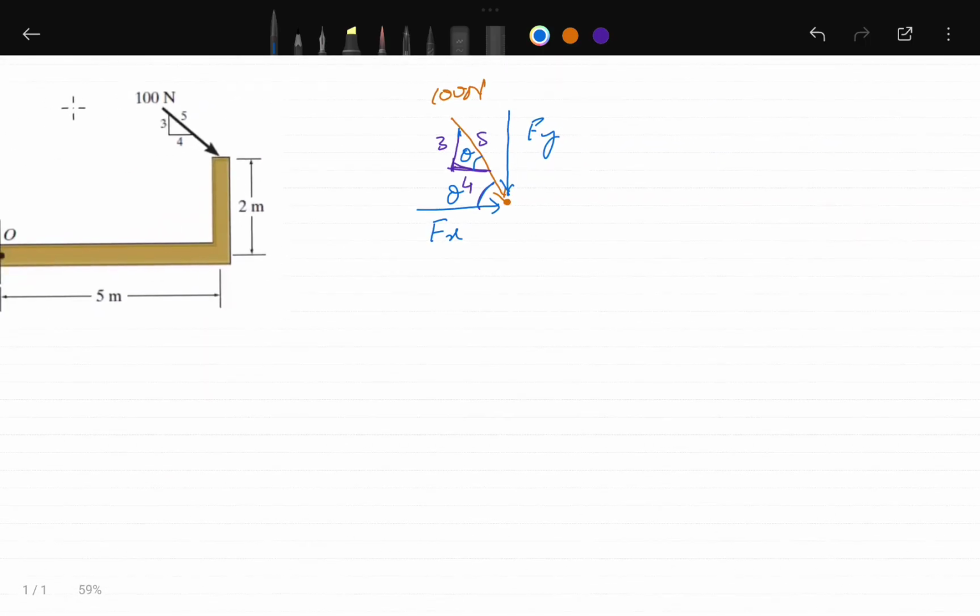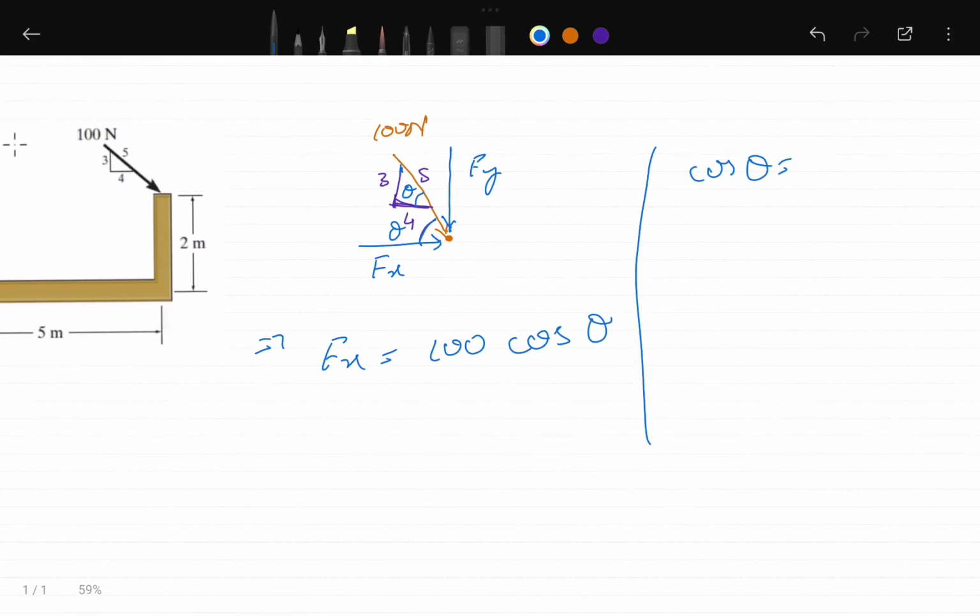Once we have this, we can write Fx as equal to 100 Newton cos of theta. Now we know that cos theta is equal to base by hypotenuse, and the base in this case is 4 and the hypotenuse is 5, so we can write cos theta as 4 by 5. Similarly, sin theta is equal to perpendicular by hypotenuse. Perpendicular is 3, hypotenuse is 5, so we can write it as 3 by 5.